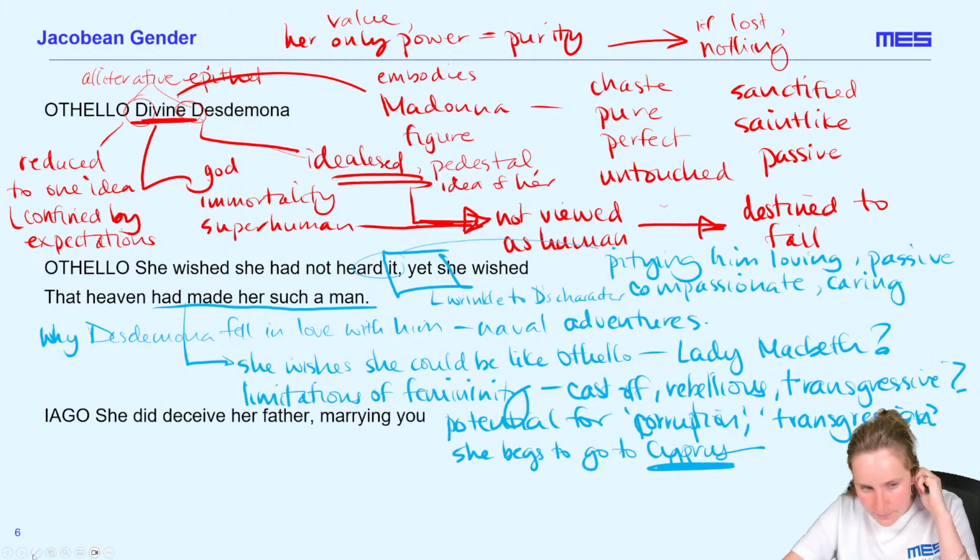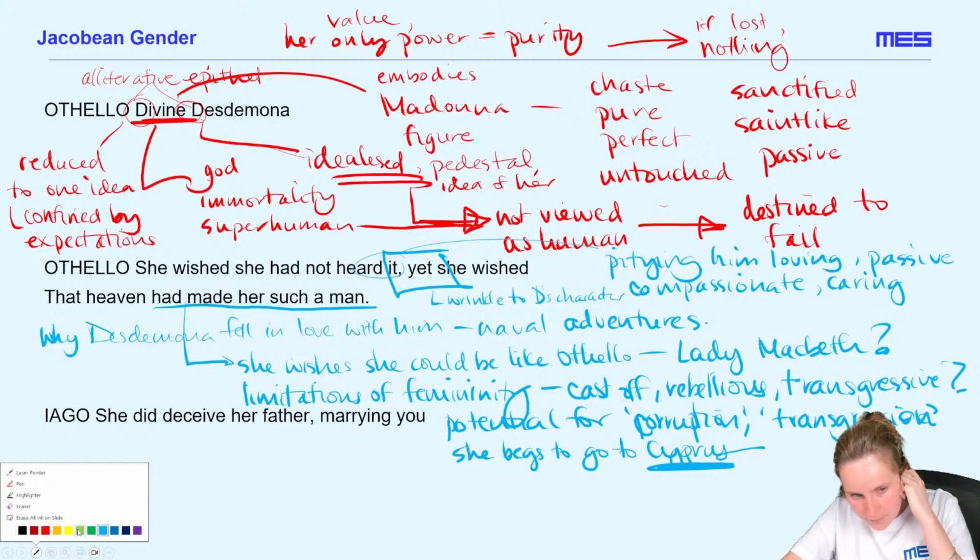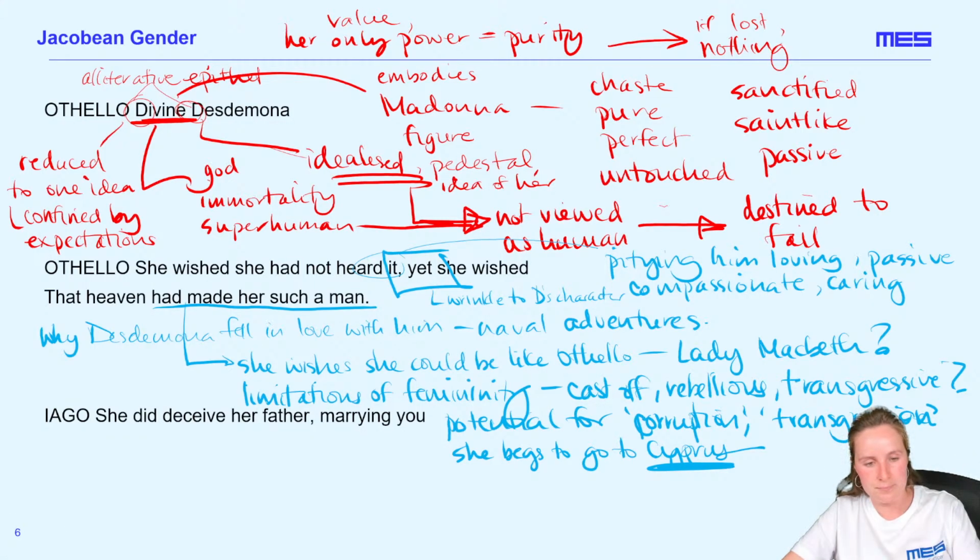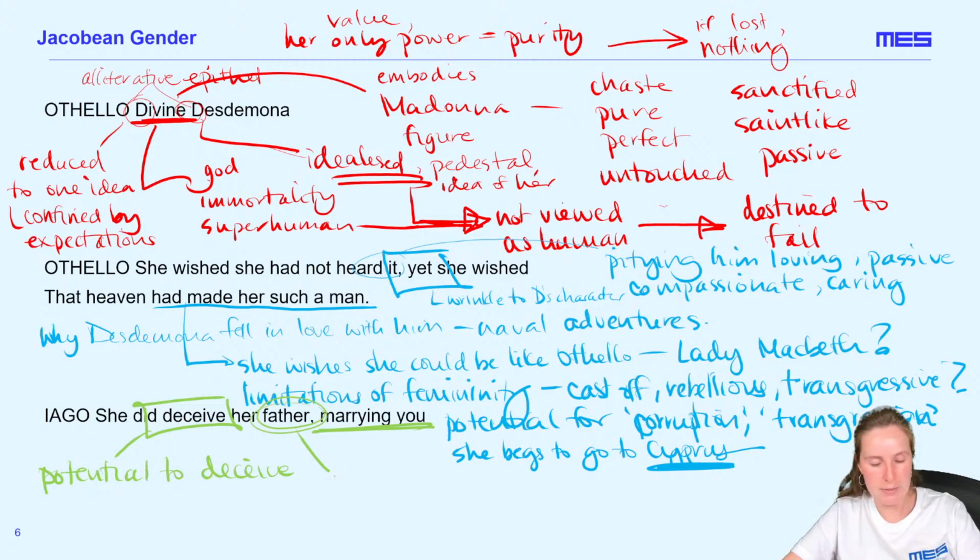And then we have this idea of her potential to deceive. Not just potential for transgression, but potential to deceive. In marrying you, she deceived her father. This is supposed to be kind of her unquestioned authority.